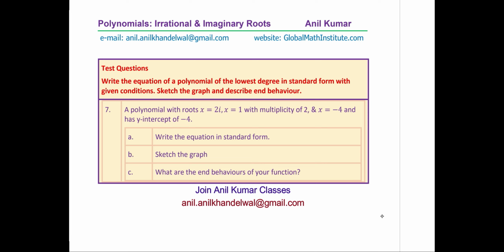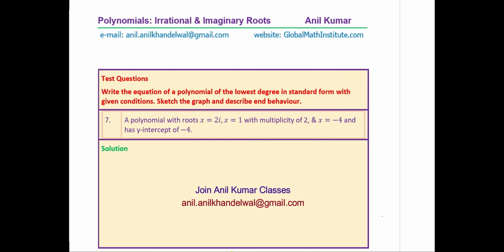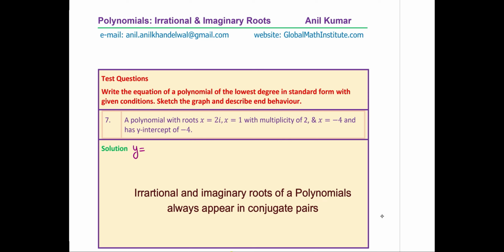Now let us take up question number 7, which is a polynomial with roots 2i and x equals 1, multiplicity of 2, and x equals minus 4, and has a y-intercept of minus 4. Okay, so let's take the question 7 solution now. So we can write this as y equals, we have a root at 2i. That means plus or minus 2i, right? They're always in conjugate pairs.